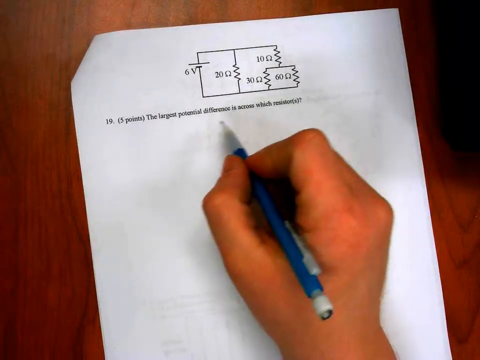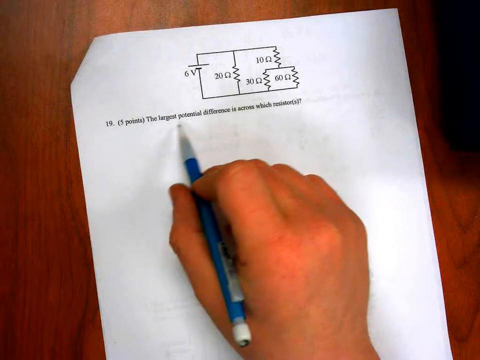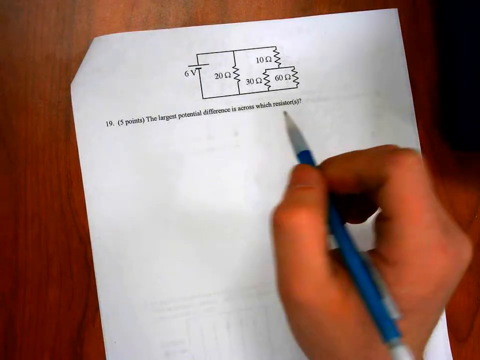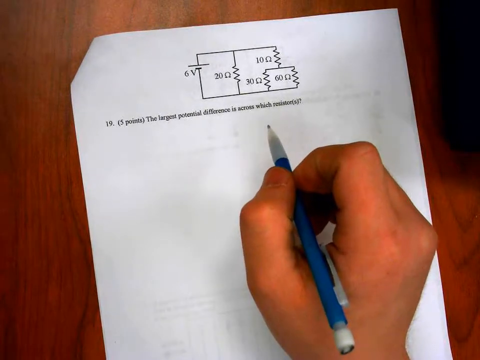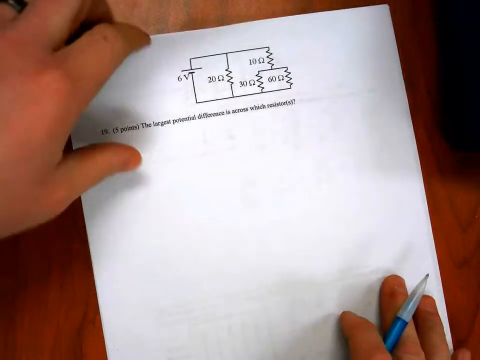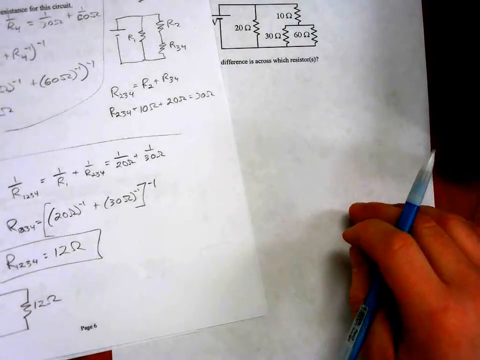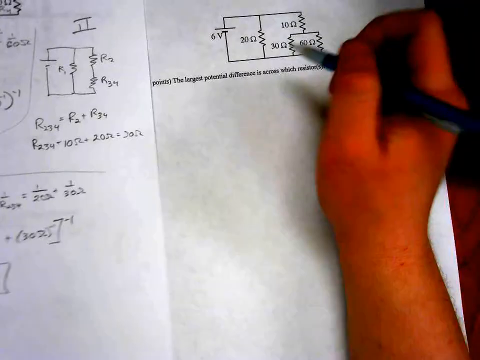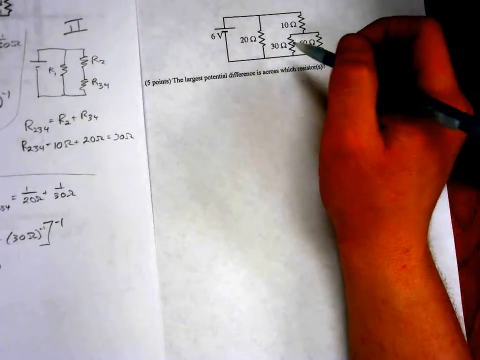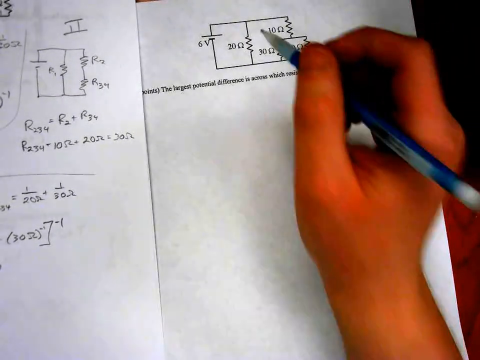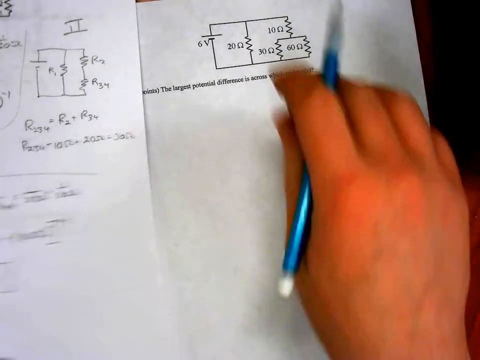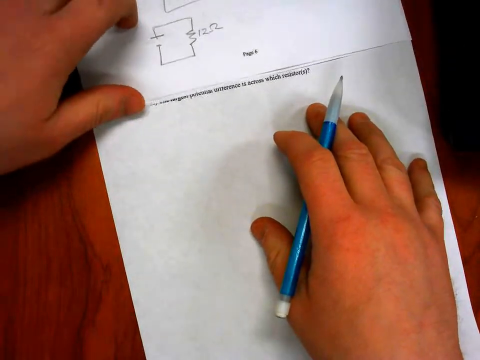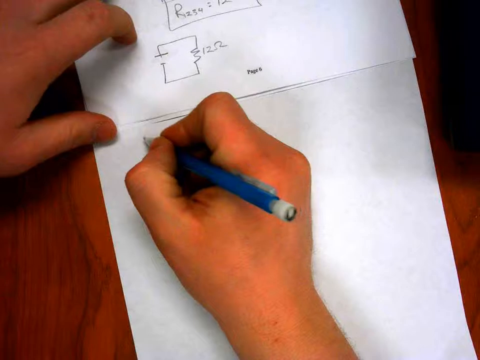What is the largest potential difference across which resistor? Well, okay, so this is where I'm going to tear off the sheet. I'm going to go back and look at the stuff we did. Well, I have to work backwards and see what the potential difference is across, well, first I need to find the current. So I'm going to start with this circuit here.